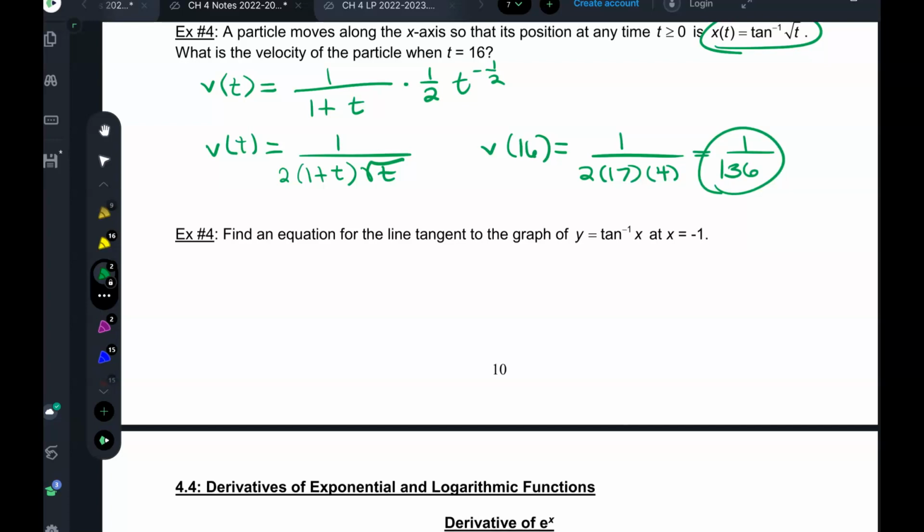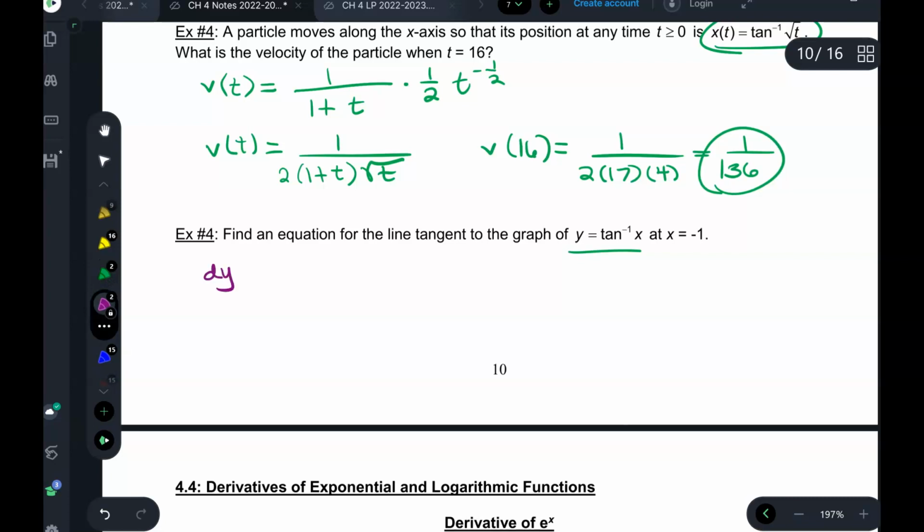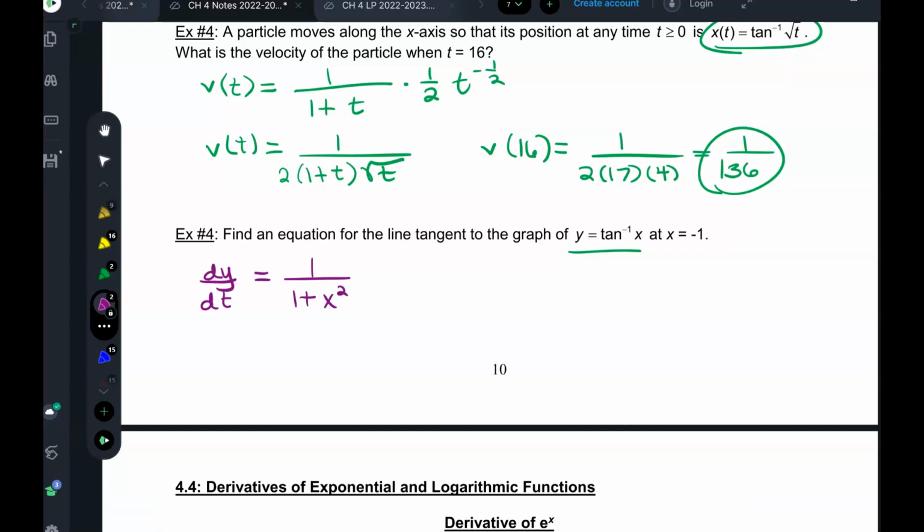Okay. Last example. Tangent line is what we want to find. We have y is equal to tangent inverse. Do we have to use the chain rule here? No. So it's just going to be 1 over 1 plus x squared. If we did forget and try to do the chain rule, it would just be times 1, right? So if you always want to think, oh, I'm just going to try to do the chain rule every time, it doesn't matter. It'll just be times 1.